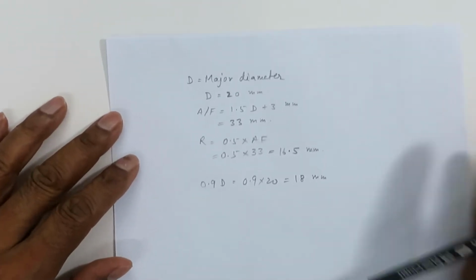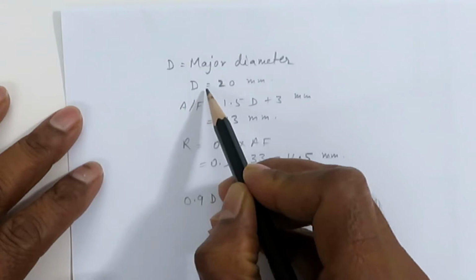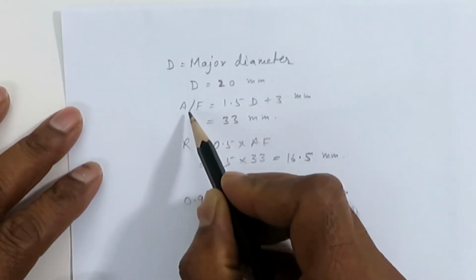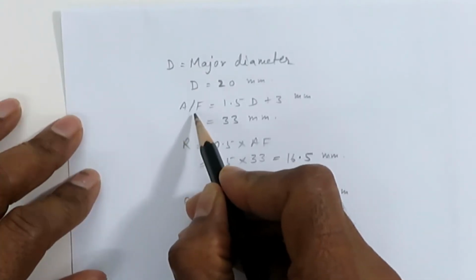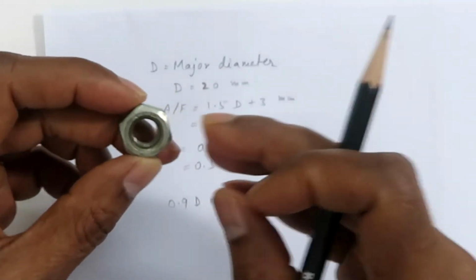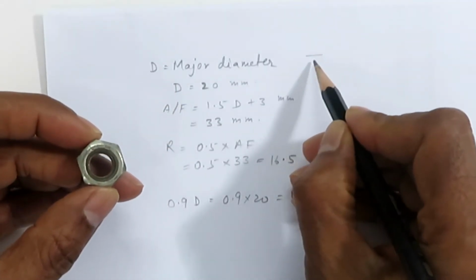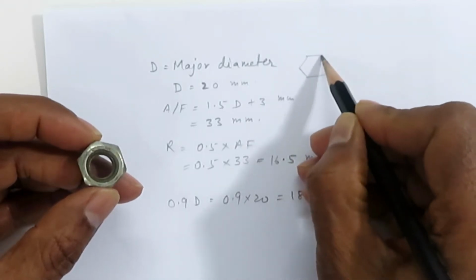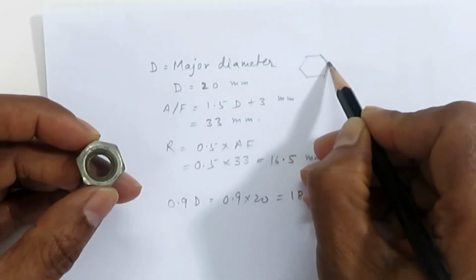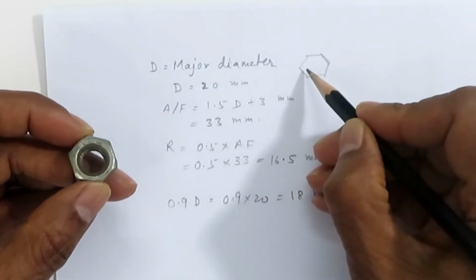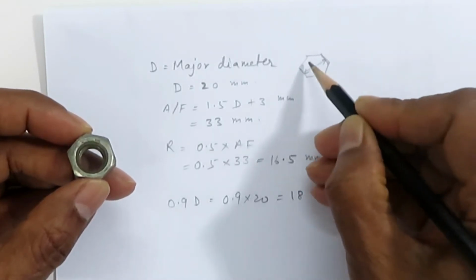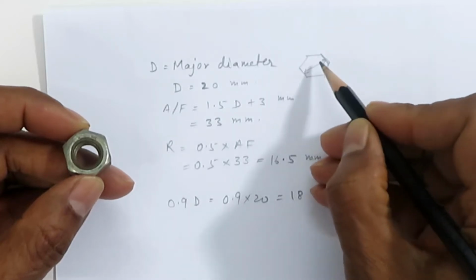So you should first write d equal to 20 millimeter, and then you should do this calculation. So this is across the flat. So we are going to use a hexagonal nut. So hexagonal, as you can see, has got this kind of shape: 1 2 3 4 5 6. So 6 faces. So AF is basically this distance across the face, or this distance. They will be all same.